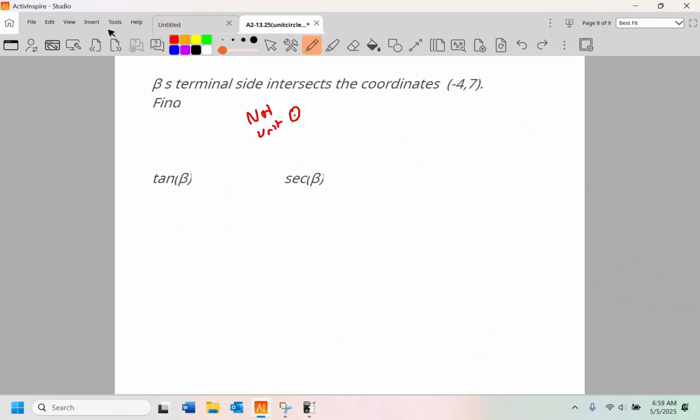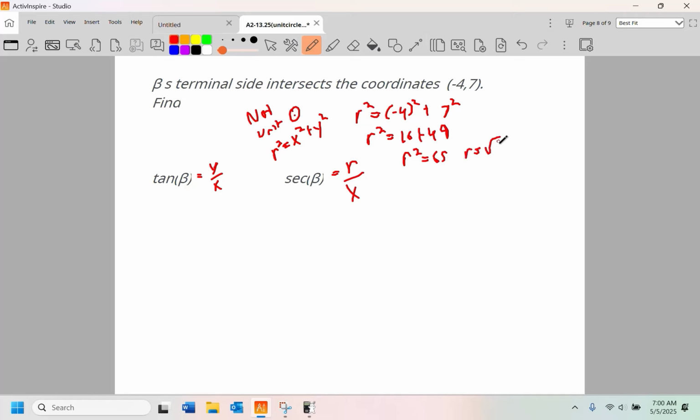Anywho, I need to know the radius. The reason I need to know the radius is, well, tangent I don't have to have it, but tangent's y over x. But secant is r over x. So I have to have the radius. So, r squared is, let me write this down again, r squared is x squared plus y squared. So r squared is going to be x, which is negative 4 squared, plus y, 7 squared. So r squared is going to be 16 plus 49. And 16 and 49 add to what? 65. R squared is 65, which means that r is the root of 65.